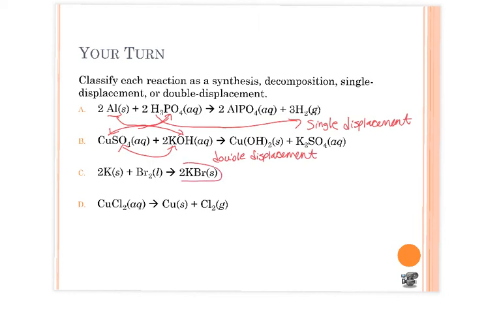Here we have one product coming from two or more reactants, two in this case, so that means this is a synthesis. Here we have the opposite. We have one reactant, because it's on the left side, giving us two products. So it looks like it's a decomposition reaction.